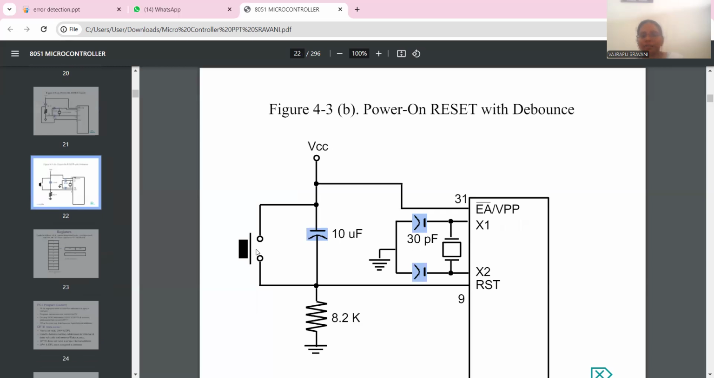Power on debounce mode: here this push button is available at this place. Whenever we press the push button, VCC is connected to the reset pin, so the reset will be active high.